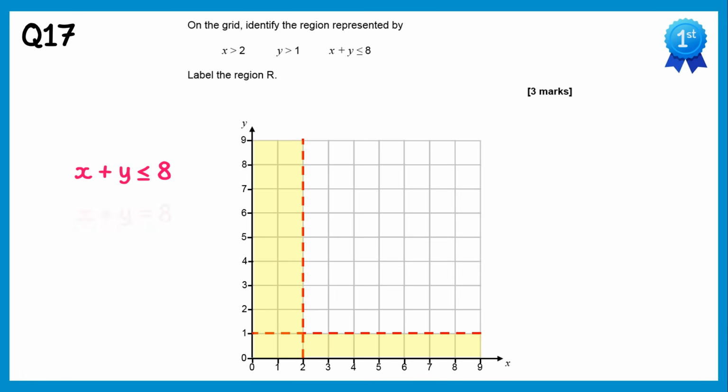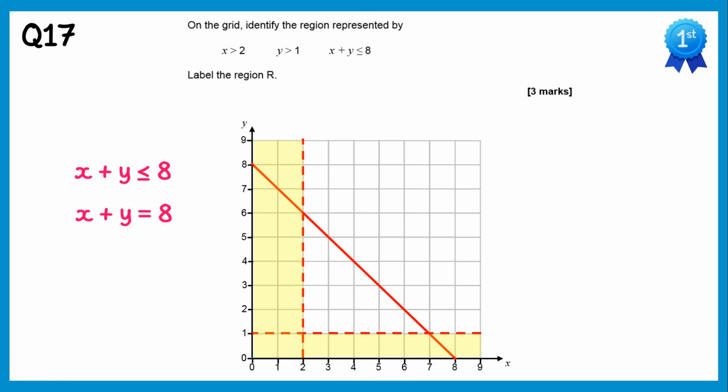The final line, x plus y is less than or equal to 8, is a bit harder. Imagine it said x plus y equals 8, and we can plot this using the cover-up method. If x were 0, we could cover that up, and we get y is 8. So we know this crosses at y equals 8 on the y-axis. If we cover up y and imagine y was 0, we get x is 8, so it crosses at 8 on the x-axis. We can then join these 2 points up with a straight line, and this time it's a solid line, since it said less than or equal to, like this.